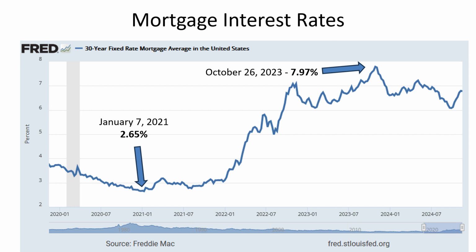And here's a look at just what has been a monumental shift that has really caused a lot of challenges for people who are trying to buy a home. Back in January of 2021, the mortgage interest rate was at almost an all-time low of 2.65% for a 30-year fixed rate mortgage. And that's the most common type of mortgage.